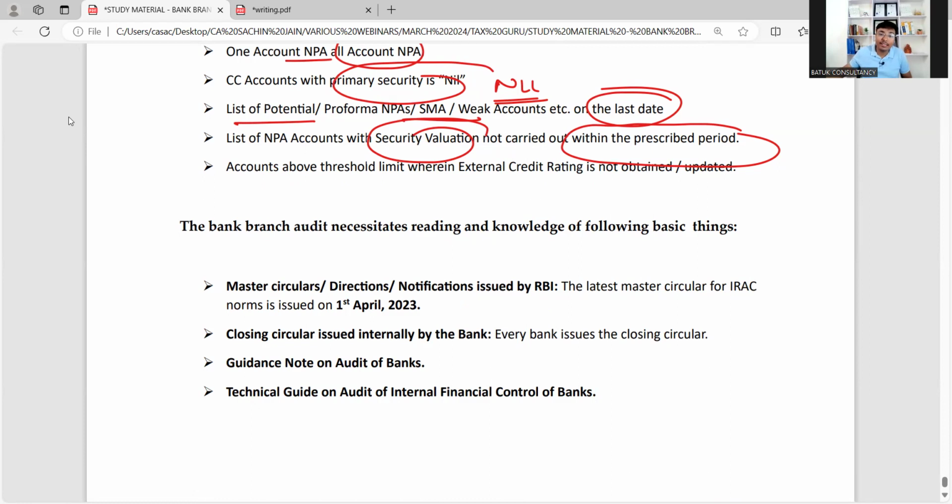Accounts above the threshold limit where external credit rating is not obtained. There is a requirement to obtain certain external credit ratings. So we need to check whether the credit rating has been obtained or not.